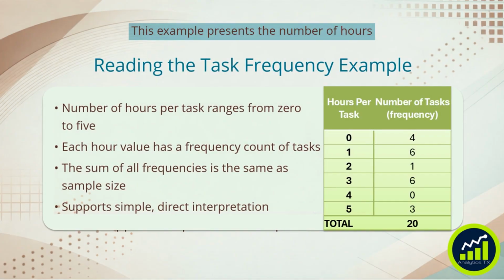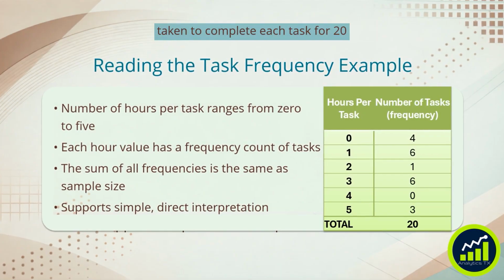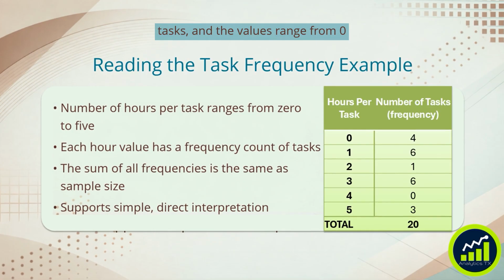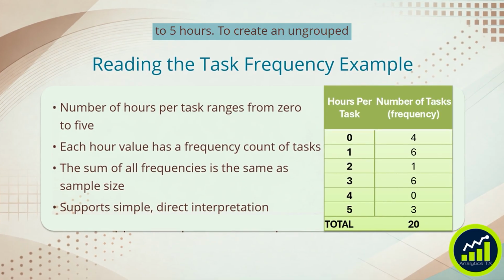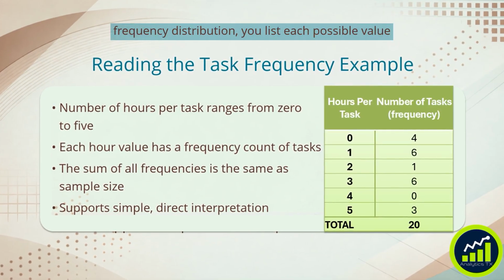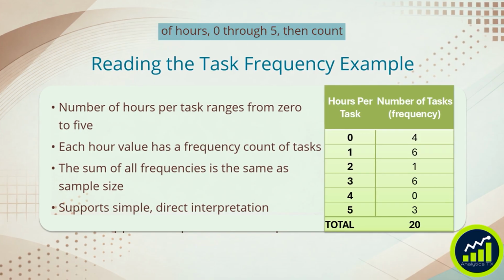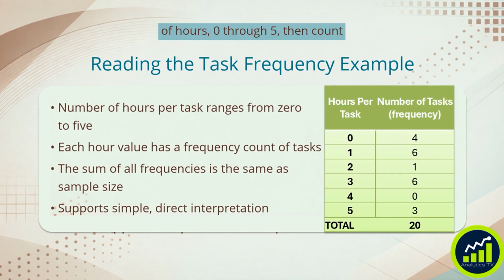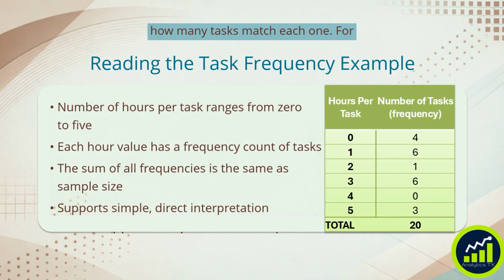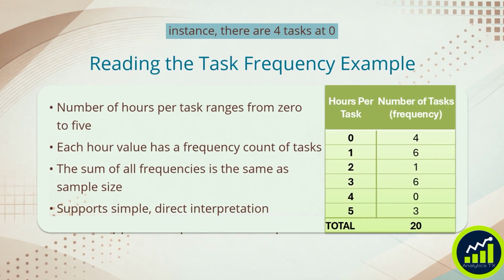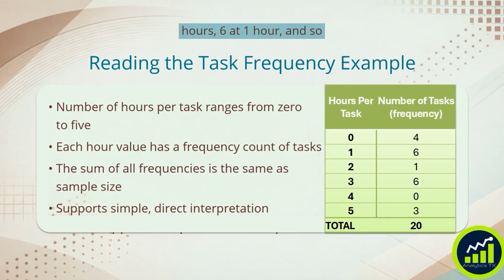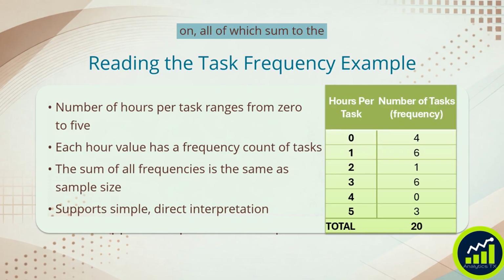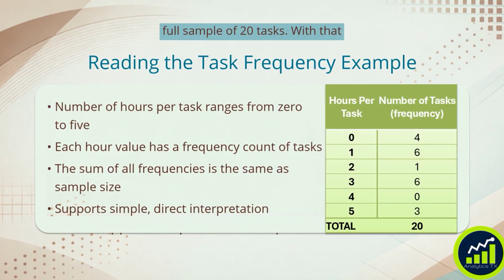This example presents the number of hours taken to complete each task for 20 tasks, and the values range from 0 to 5 hours. To create an ungrouped frequency distribution, you list each possible value of hours, 0 through 5, then count how many tasks match each one. For instance, there are 4 tasks at 0 hours, 6 at 1 hour, and so on, all of which sum to the full sample of 20 tasks.